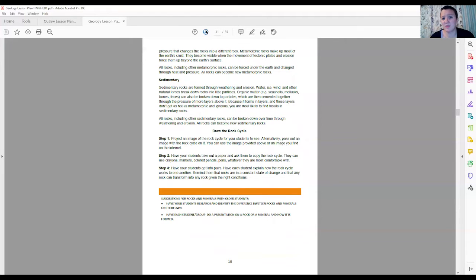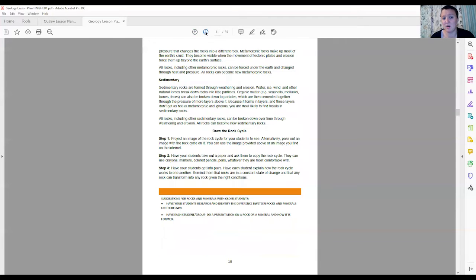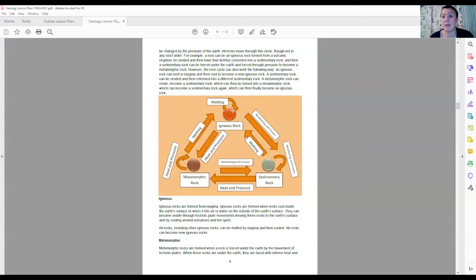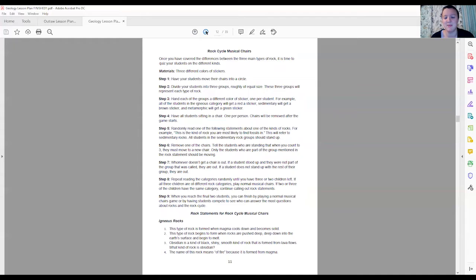After you've worked through teaching your students what igneous, metamorphic, and sedimentary rocks are and what their characteristics are, you can encourage your students to draw the rock cycle. Again, you can have this picture up as an example, or any picture that they can find on the internet, or they can make their own based on what they learned. I would again recommend working in pairs. I think it's a really fun way for students to correct each other, to work as a group, and to have that group think to solve problems.